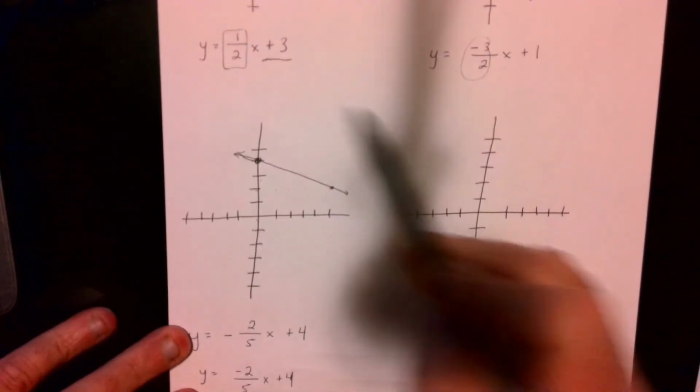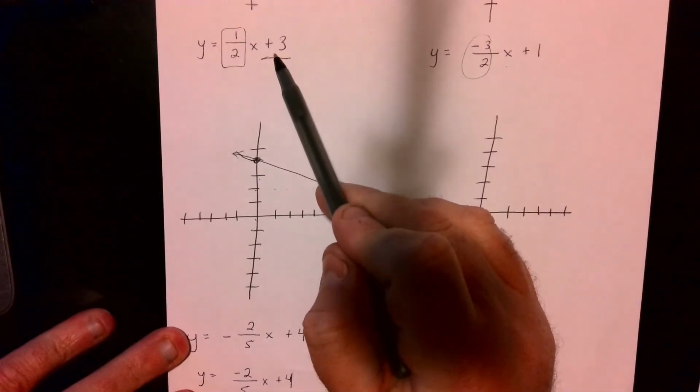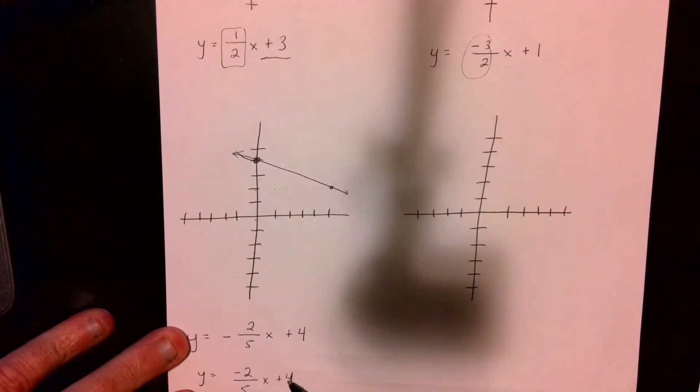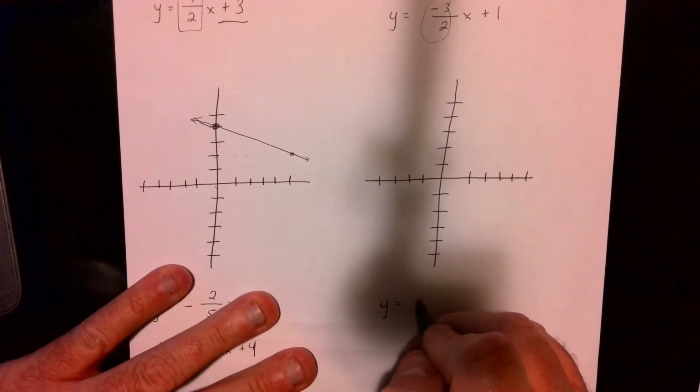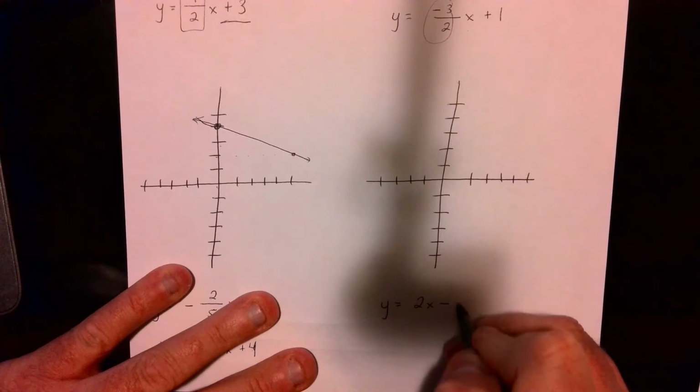Now, our initial value does not always have to be at a positive. We can have a situation like this. Y equals 2x minus 3.